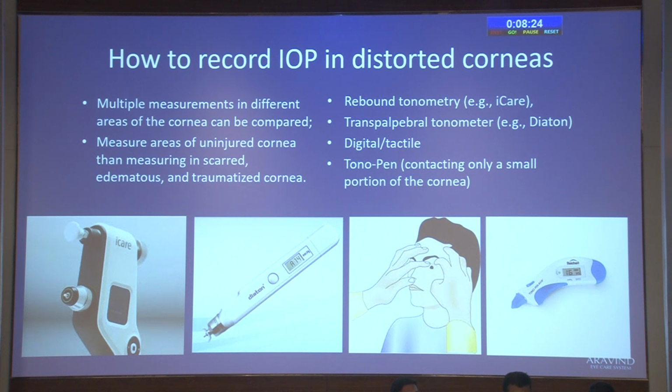So we need to choose alternative methods of tonometry like rebound tonometry, transpalpebral tonometer, digital tonometry or Tonopen. The advantage of using Tonopen is that the corneal contact surface area is only about 1 mm. So the accuracy of recording intraocular pressure is going to be relatively greater when compared to Goldmann applanation tonometry.